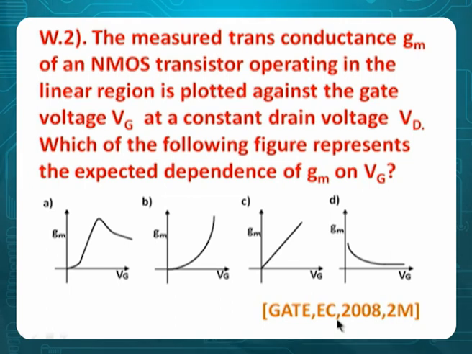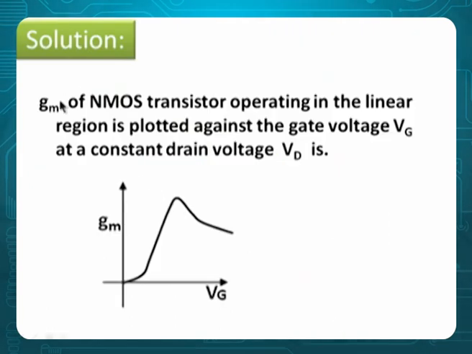If you calculate GM of a transistor operating in the linear region, plotted against gate voltage VG at a constant VD, this is the form, GM versus VG. Therefore, option is A.